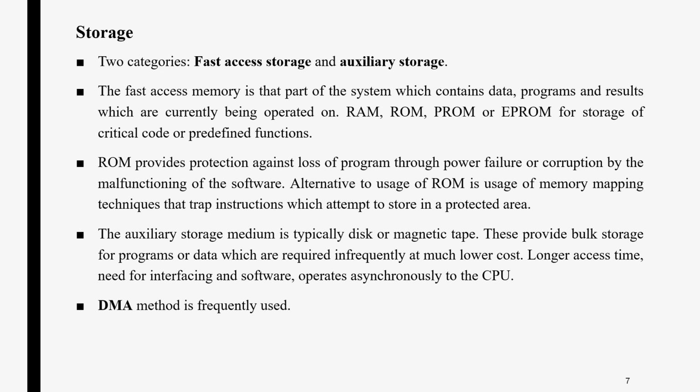Okay, so the auxiliary storage medium is typically a disk or magnetic tape. That provides bulk storage for programs and data which are required infrequently, at much lower cost. The longer access time needs interfacing, and the software operates asynchronously to the CPU. Here one more thing is DMA. DMA is nothing but direct memory access. That method is frequently used.